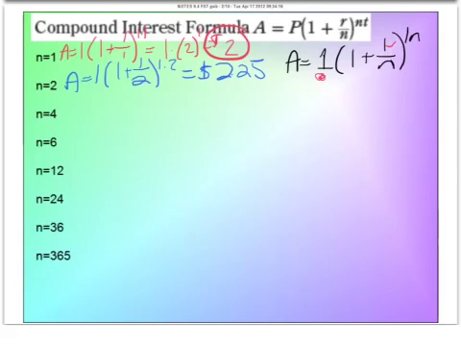Now we're going to do that when N is 4, 6, 12, and so forth. I'm going to pause the video and show you the answers real quick to what you get.